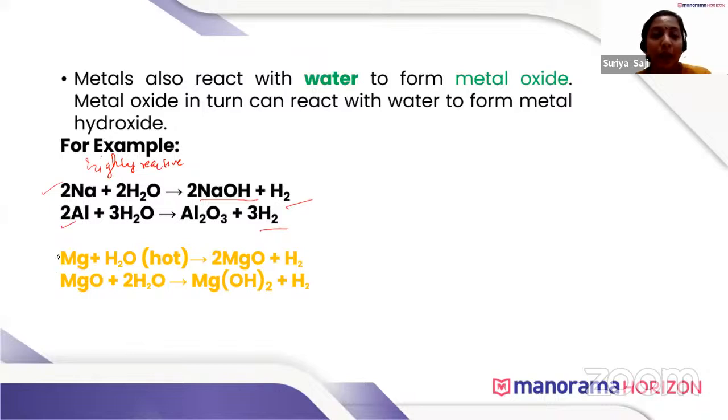Let's consider the reaction of magnesium. Magnesium reacts with water. First, we get magnesium oxide. Magnesium is a metal, so we get a metal oxide. Then again, magnesium oxide reacts with water, forming magnesium hydroxide. So this is a typical example for this property. In addition, we have examples of sodium and aluminum as well.